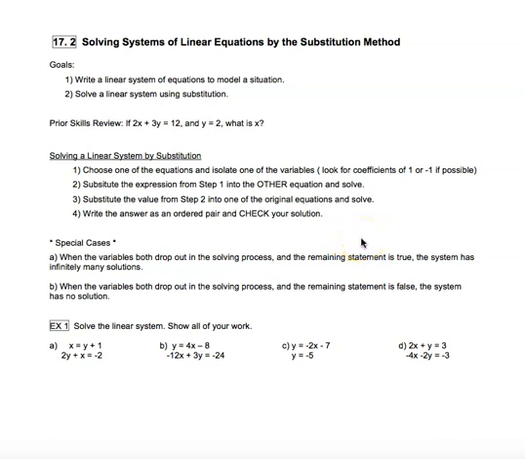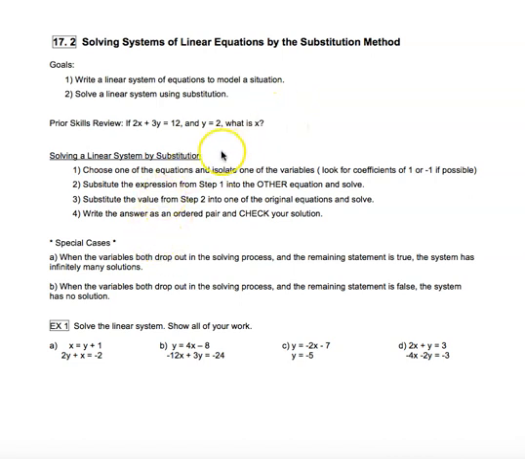All right, today we are going to work on two learning goals. We're continuing with solving systems of linear equations. So the first thing we want to be able to do is to write our own linear system of equations to model a situation. So we'll do that in example 2. And then the other goal is to solve a linear system using substitution. So this is an algebraic method.